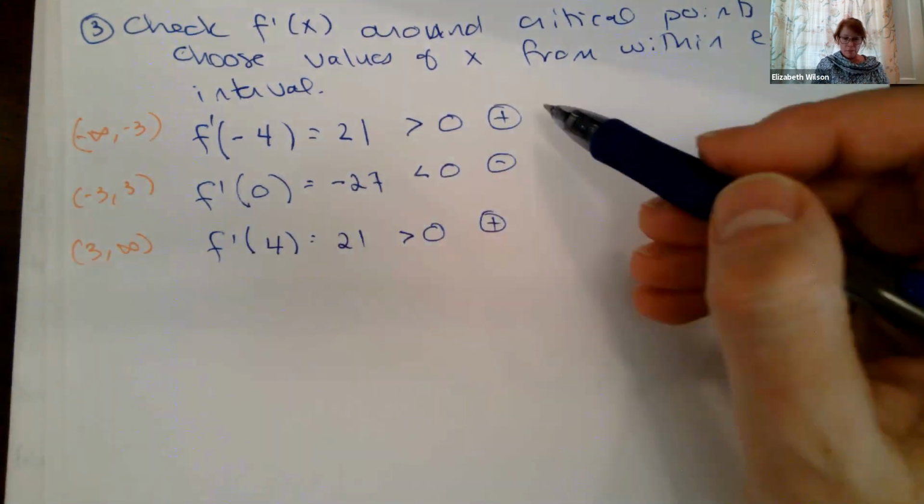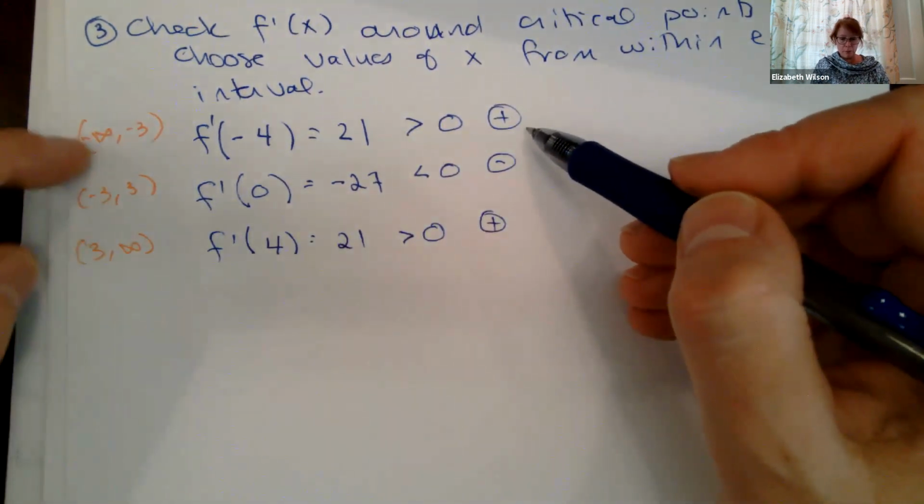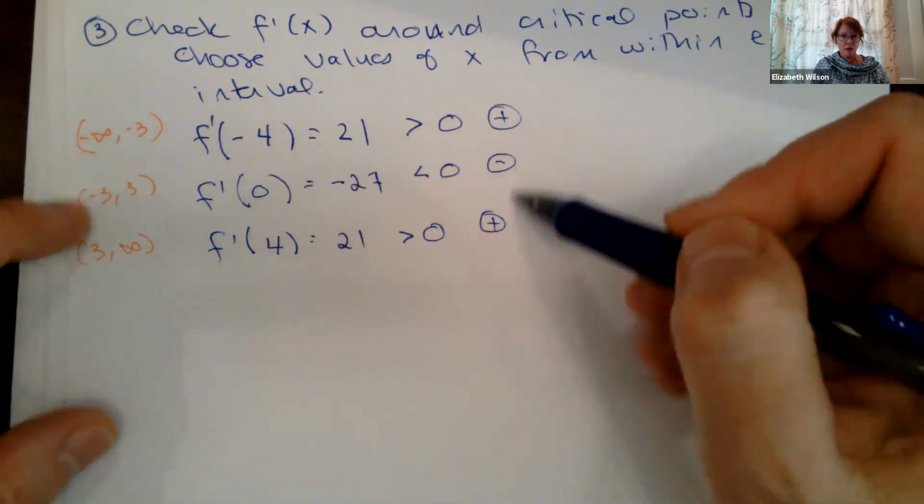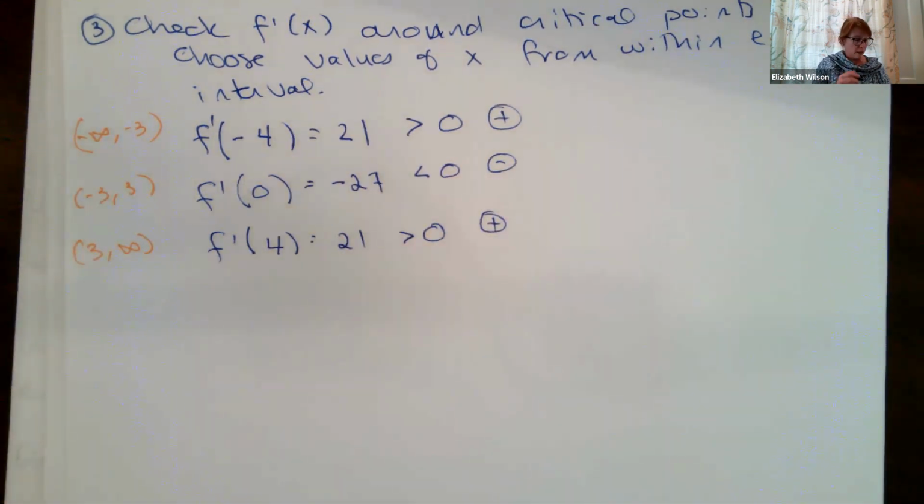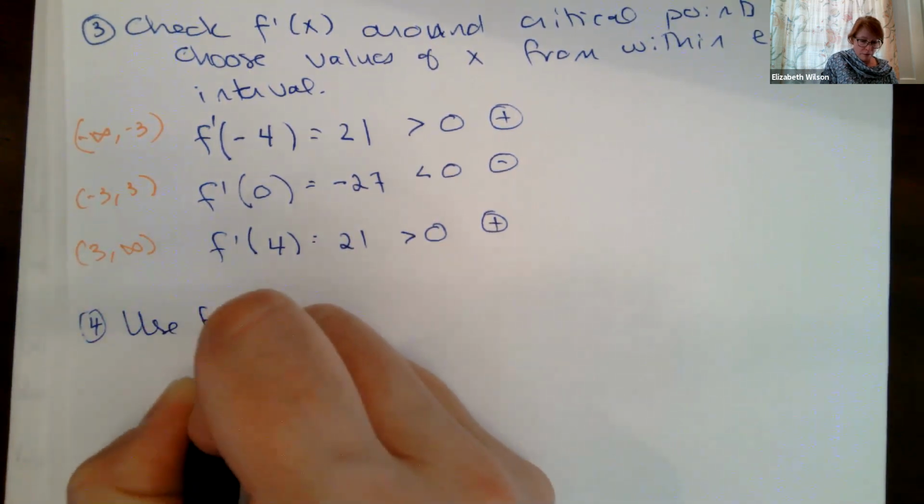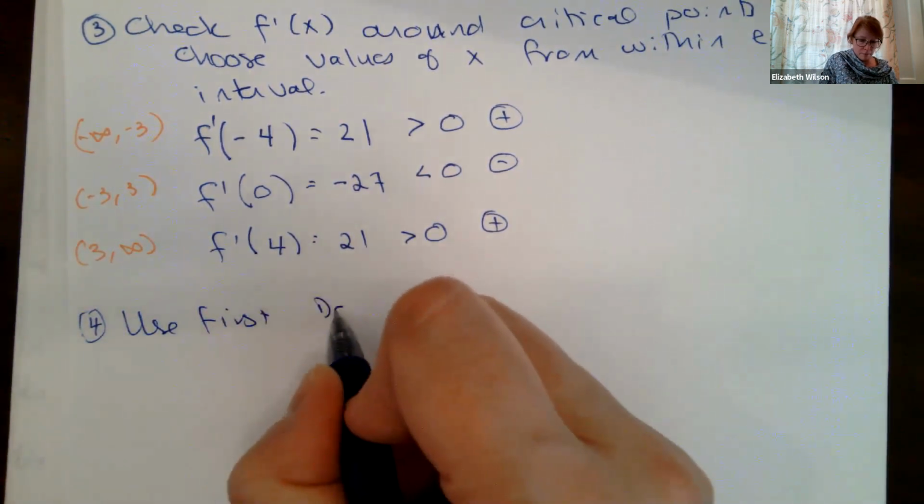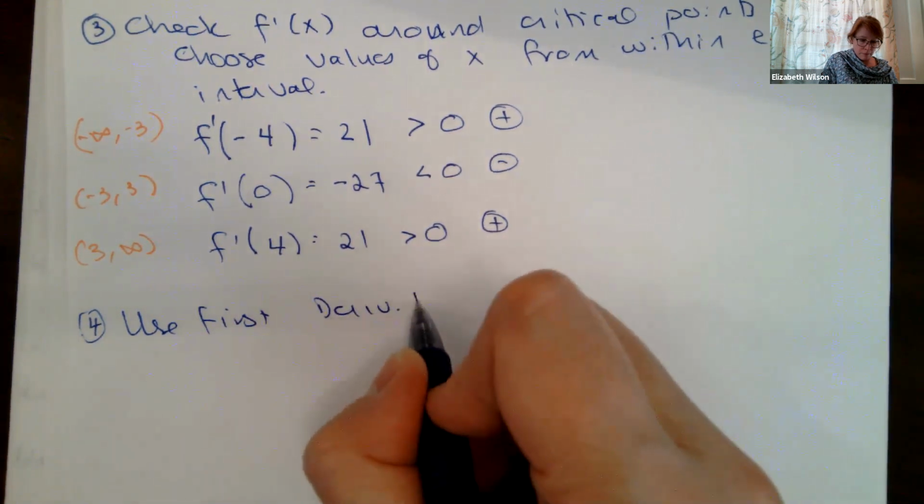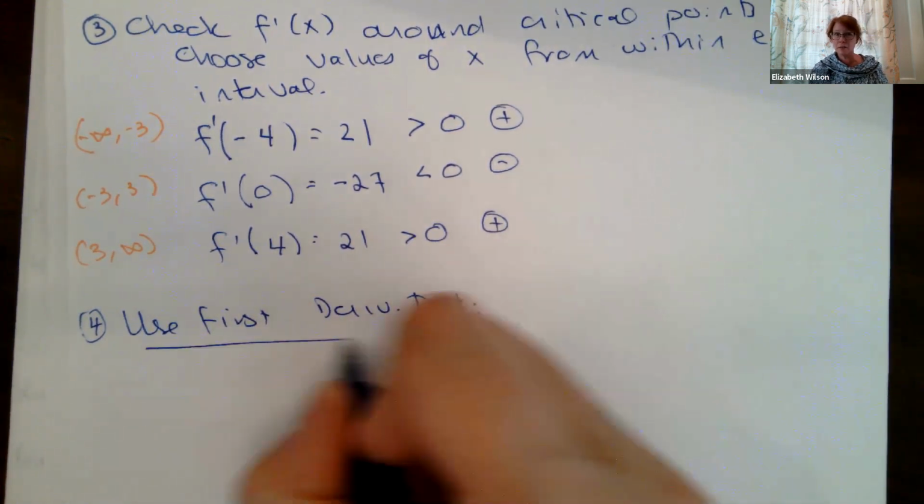So around my critical points, I have a first derivative sign change: positive, negative, positive. So I'm going to use the first derivative test to actually analyze this and come up with conclusions.